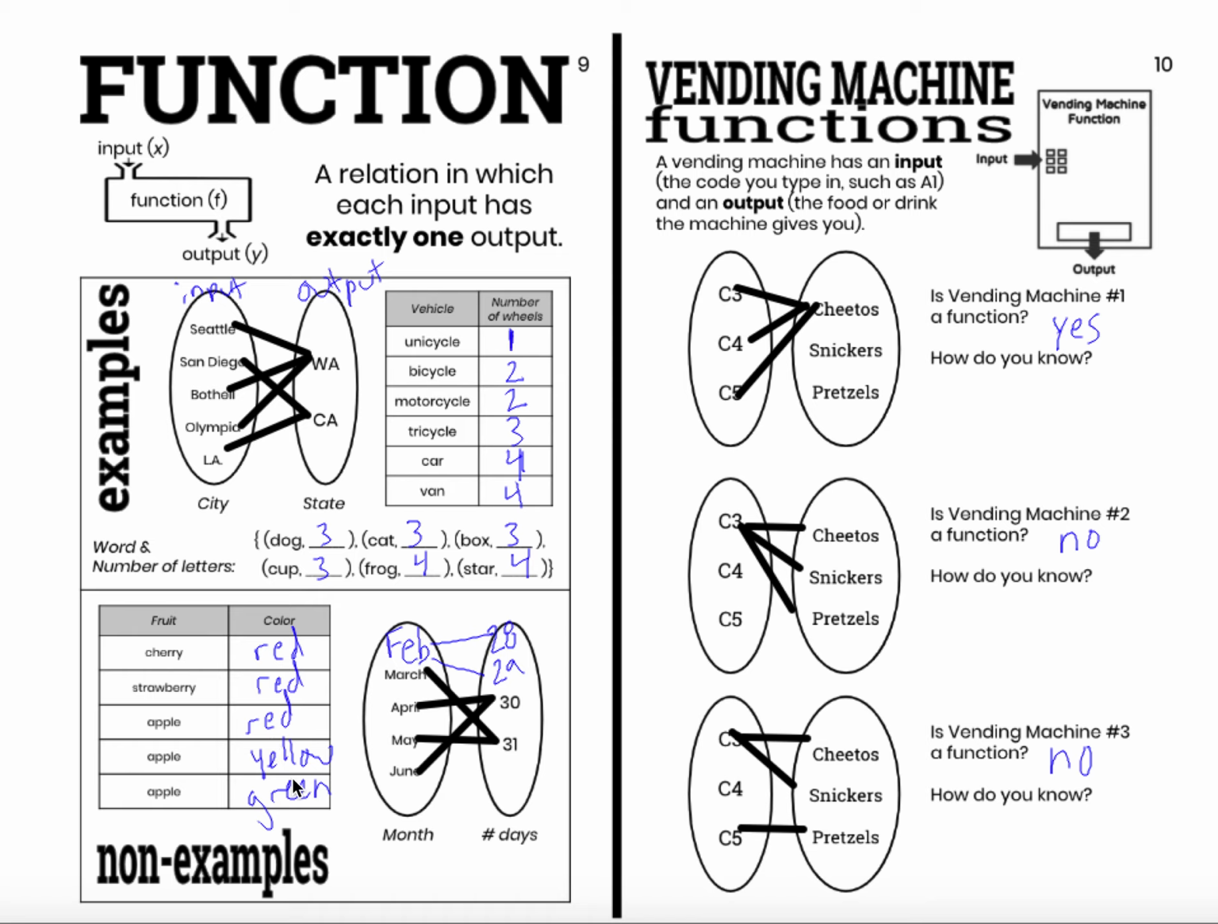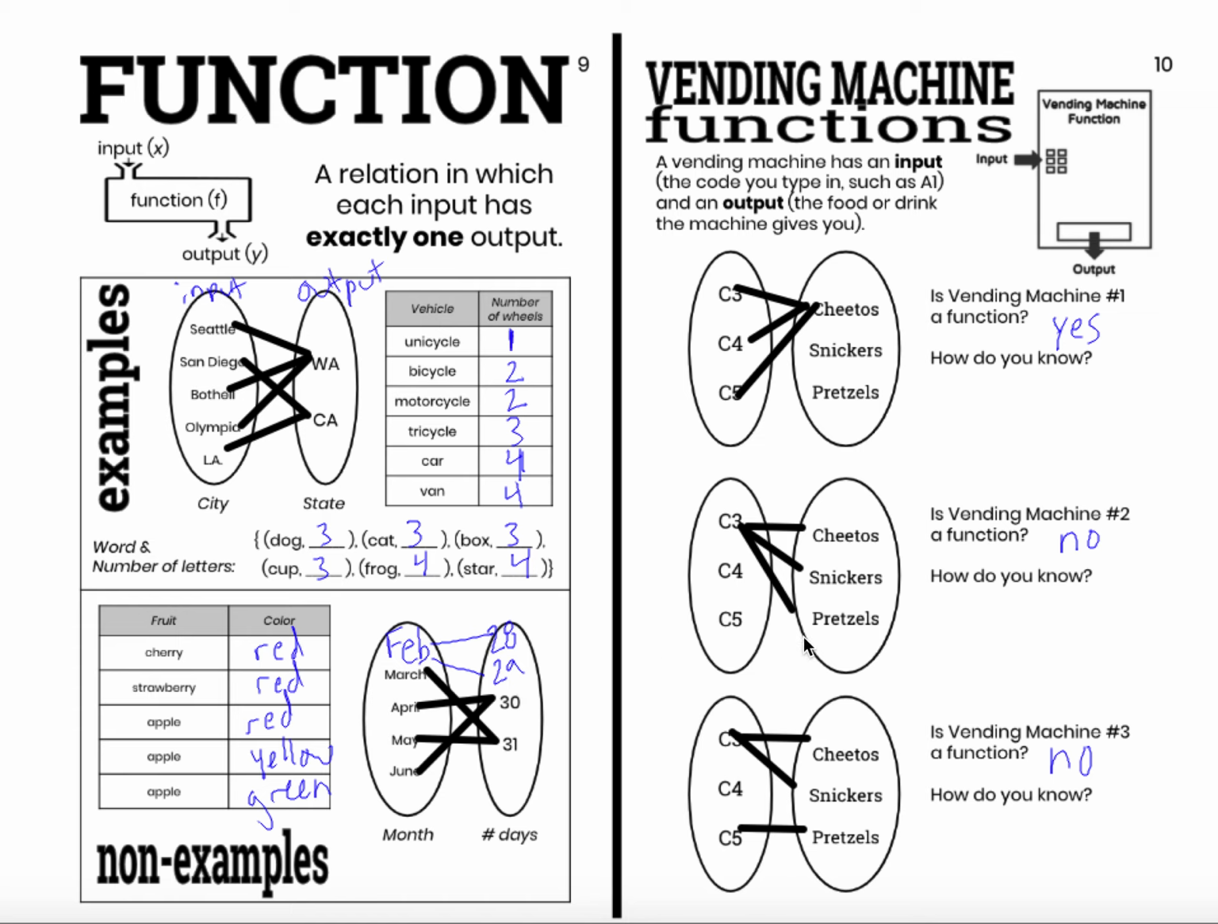For months, we talked about how March, April, May, and June, if those were all the months, that would be a function. March always has 31 days. April always 30. May always 31. June always 30. But the month of February is what makes this relationship not a function. Input of February, output of how many days. Sometimes we have 28, sometimes we have 29. Not predictable, not a function.